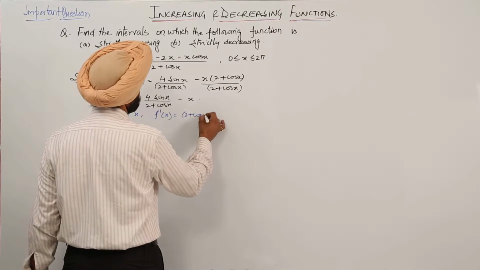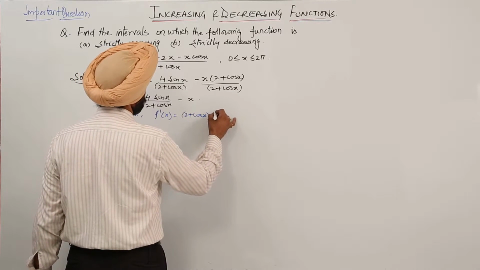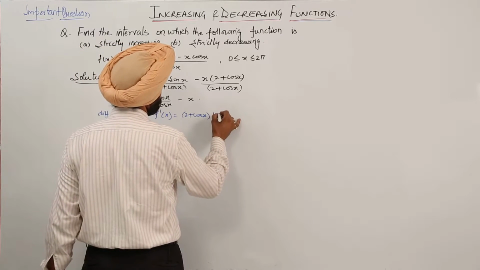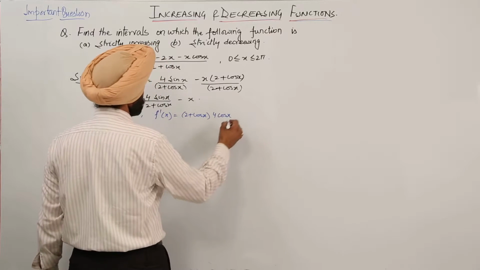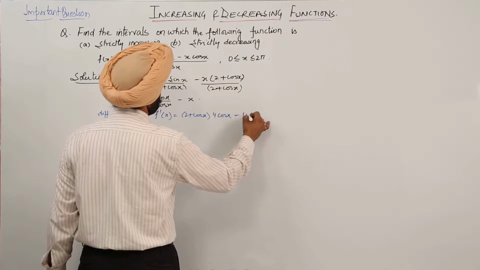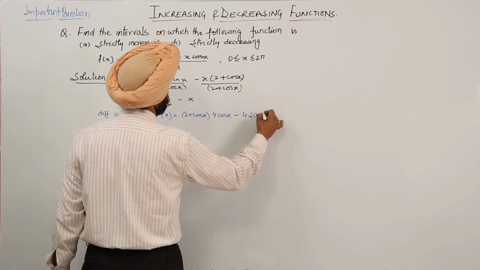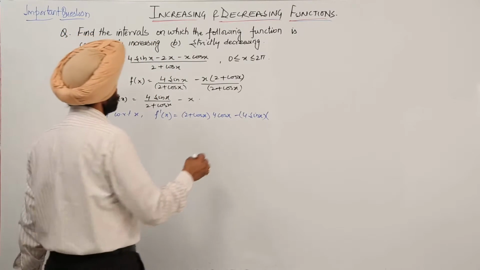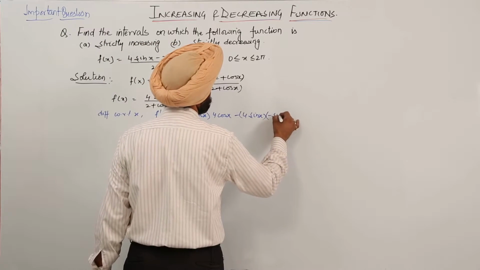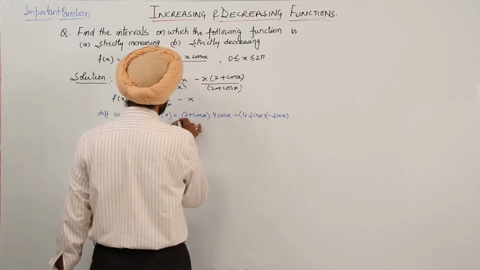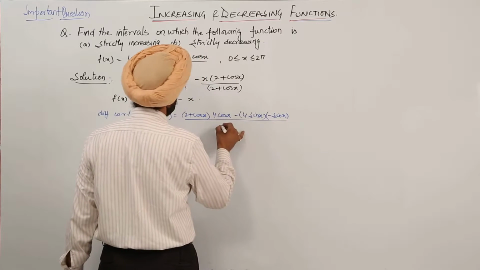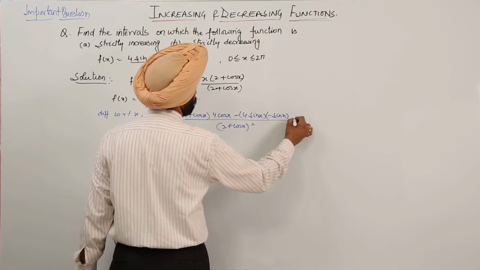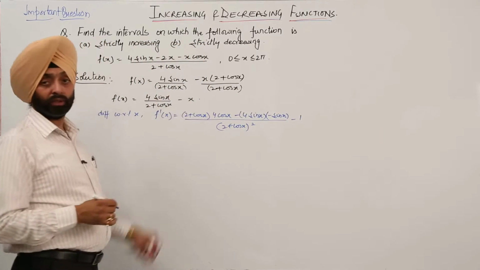2 plus cos x with the derivative of 4 sin x, which is 4 cos x, minus 4 sin x as it is, with the derivative of 2 plus cos x, that is minus sin x, upon 2 plus cos x whole square, minus 1, the derivative of x.